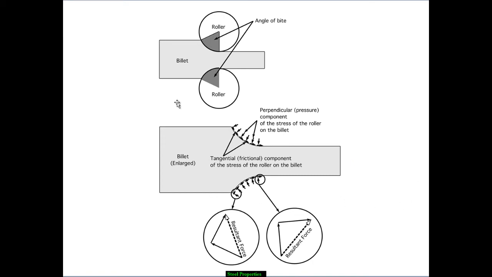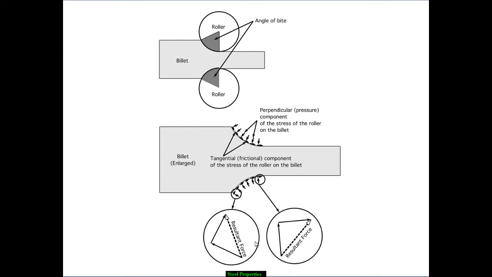So here we've gone from this billet to this enlarged view, and the rollers have been replaced by their effect on the billet. And you'll notice that there are squeezing forces, or perpendicular components, which we might call radial, to the rollers. So that would be these forces, or these stresses right here. In addition, there is a tangential or frictional force which the rollers are using to pull the billet through the roller system.